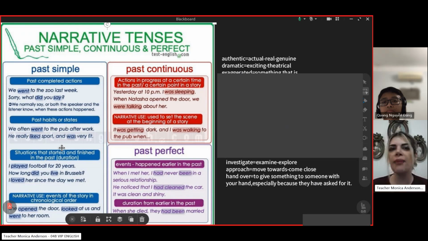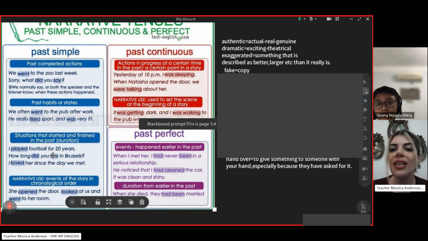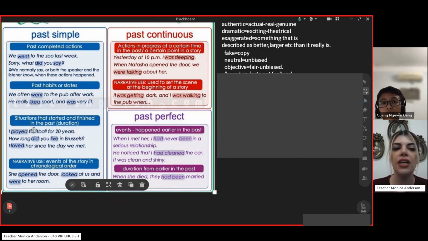Okay, for example, I really liked playing with my friends. So you can use it to talk about your past habits or states. And then you can use past simple for situations that started and finished in the past, with a duration. I played football, of course, as you can see, I have the exact time here. I played football for 20 years.